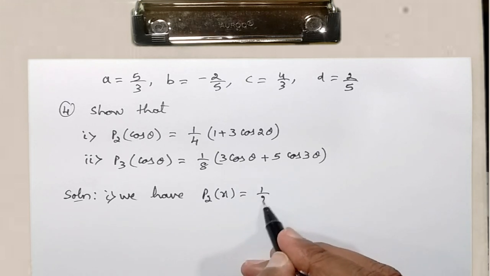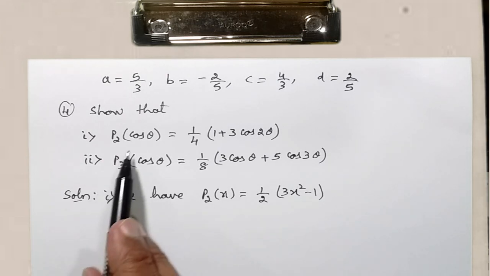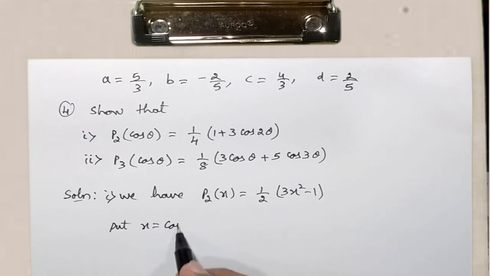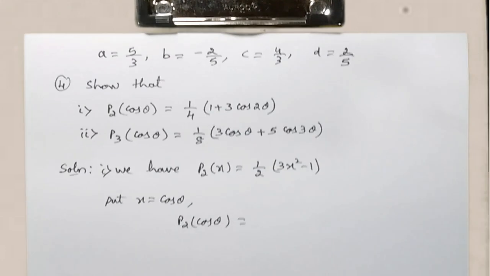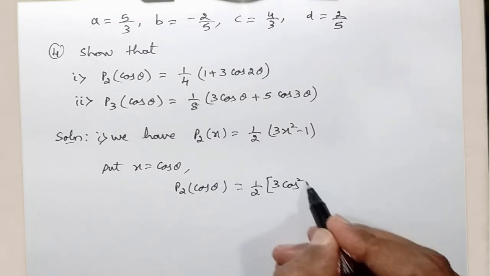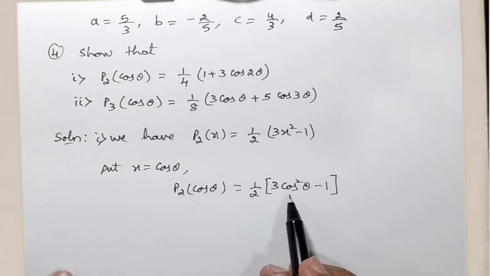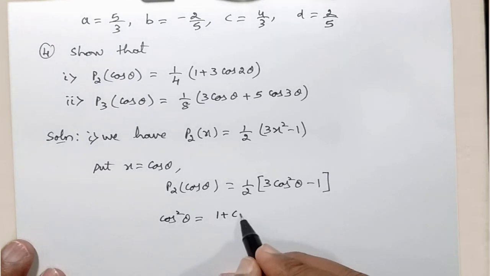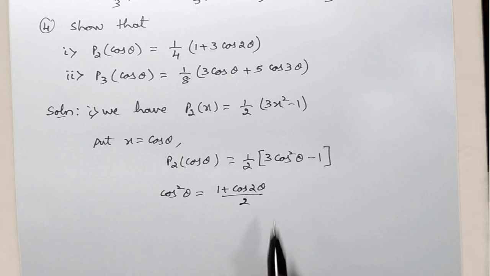P2 of x is nothing but 1 by 2 into 3x square minus of 1. But here in place of x he is taking cos theta. So therefore put the value of x to be equals to cos theta. So you will be getting P2 of cos theta to be equals to 1 by 2 times of 3 times of cos square of theta minus of 1. But I can rewrite this cos square of theta. Cos square theta formula in terms of cos will be 1 plus cos 2 theta by 2 as a basic formula, the trigonometric formula.